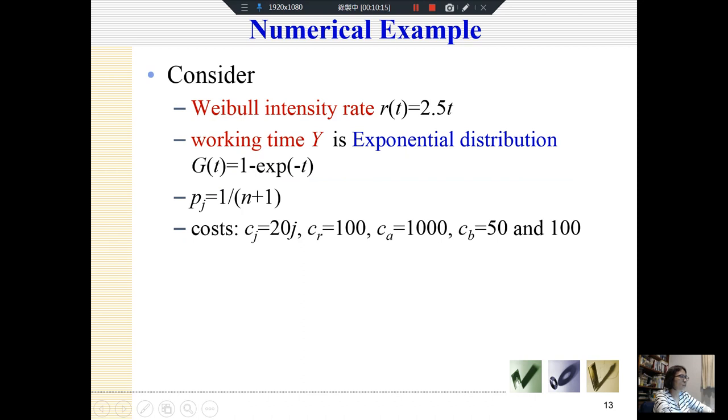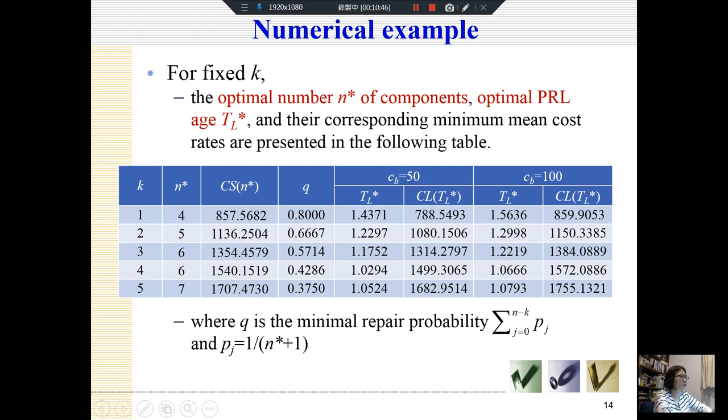In this slide we present a numerical example to show our findings. Consider the Weibull intensity rate r(t), and the working time Y is exponentially distributed, and pj is 1 over N plus 1, and these costs. Please refer to it. Then our findings are in this table. The optimal N star of the components, the optimal PRL time TL star, and their corresponding minimum mean cost rate are presented.